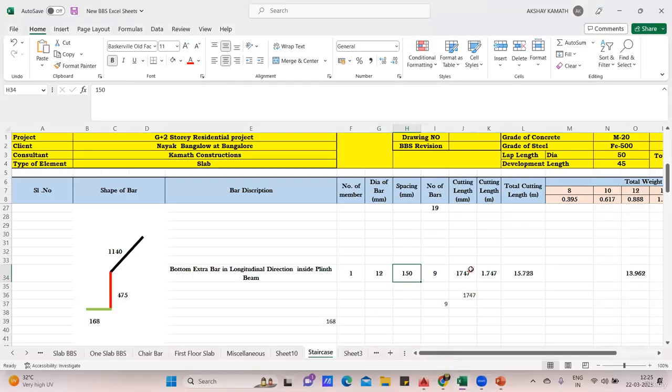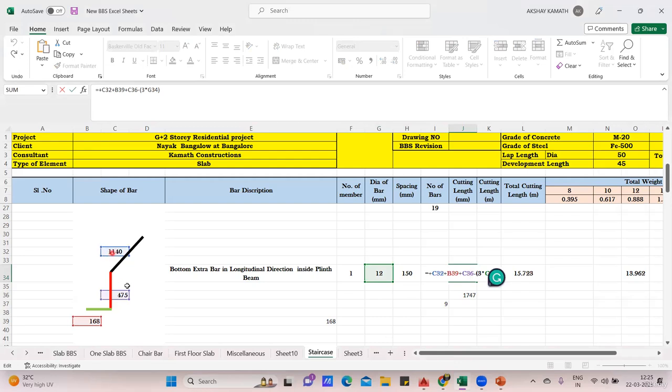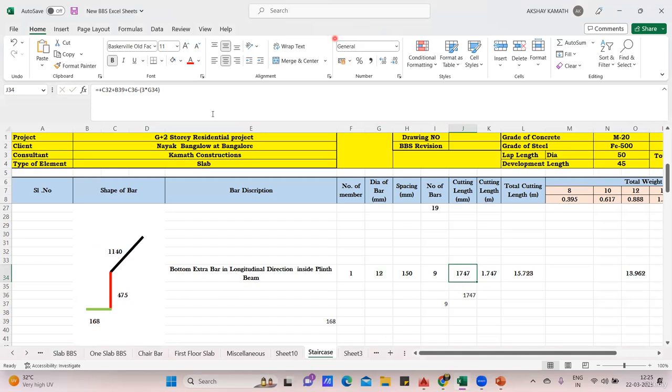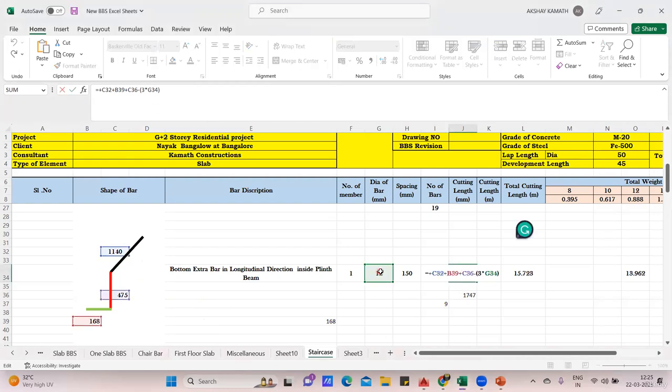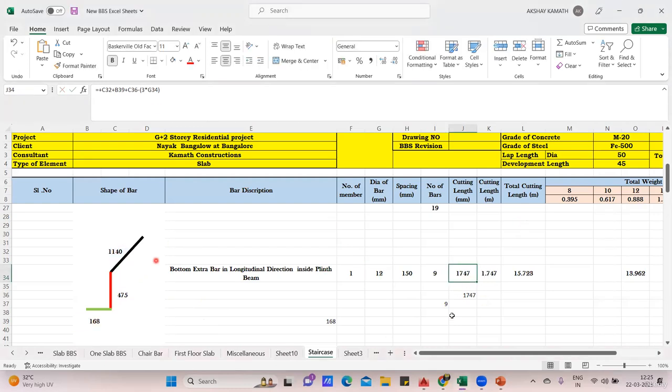Now we'll find the cutting length first. Cutting length will be 1140 plus 475 plus 168. You try to do that, you'll get some value. But we have to do the bend deduction. If you want, you can do that. What is the bend deduction? This is a 90-degree bend, so it will be 2D, and this is almost a 45-degree bend, so it is 1D. So 2D plus 1D will be 3D, isn't it? So I've done the deduction of 3D here, minus 3 into 12. So you'll get 1747 as your cutting length. This is in mm. I'll divide by 1000 to get it in meters.